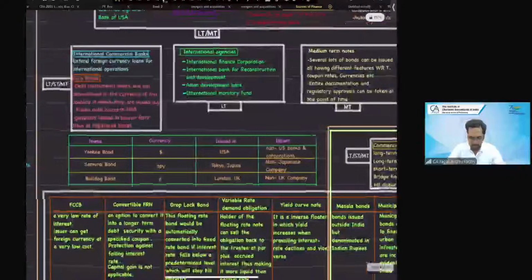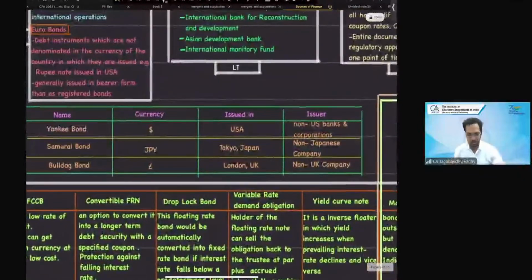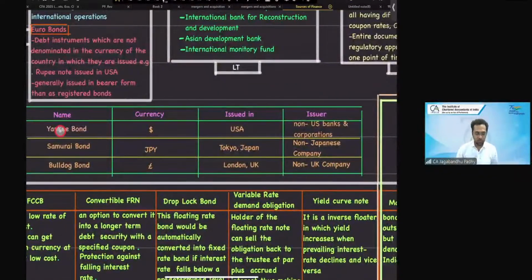Then we have some special types of bonds that we talk of. So there is Yankee bond, samurai bond, and bulldog bond. Now, what are Yankee bonds? Yankee bonds are dollar denominated bonds which are issued in USA, but not by a US company. These are issued by non-US banks and corporations. So those banks and corporations which are not listed in US are allowed to issue these bonds in US.